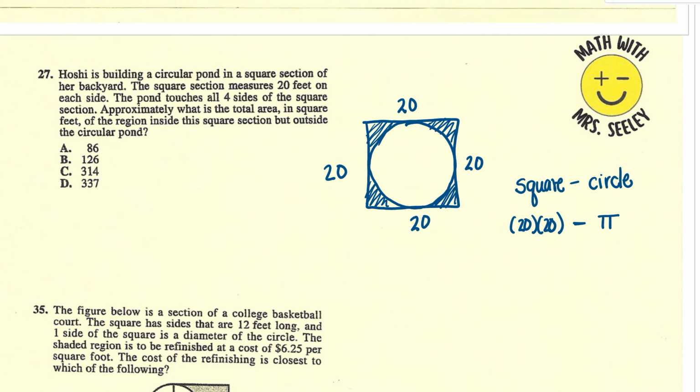Well, we need that radius. The radius just goes from the center to the edge, so it's going to be 10. So pi times 10 squared. Notice that my answers are in numbers, so we're going to need to go to the calculator and type that in. So 400 minus 100 times 3.14, or use your pi button. And when you do, you're going to get 85.8, or 86 is what it's the closest to.